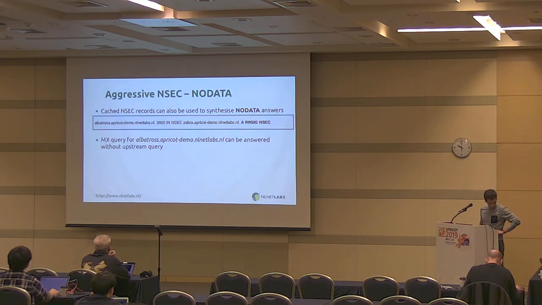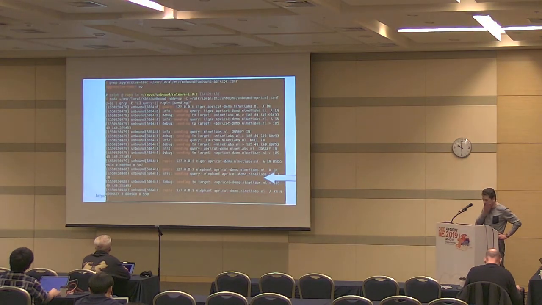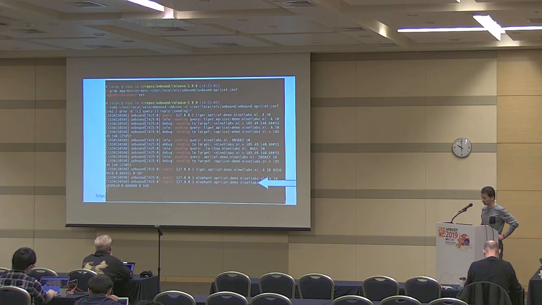I think I'm going to skip over those. Yeah, so here you see two queries. First, we have the Tiger query with a lot of queries going to the name server and the reply going back, then the elephant query, and again with a query to the name server before we send it back. And after you enable aggressive NSEC, you see that we answer the second question immediately from cache.